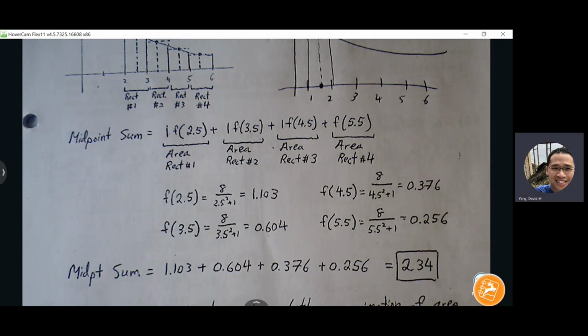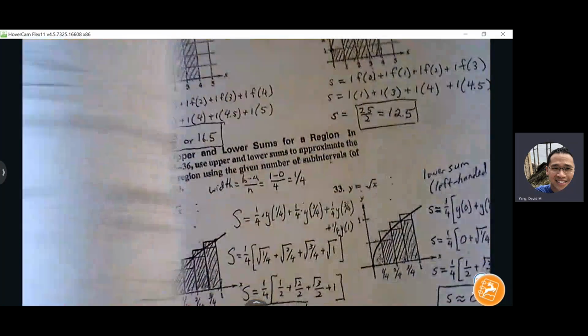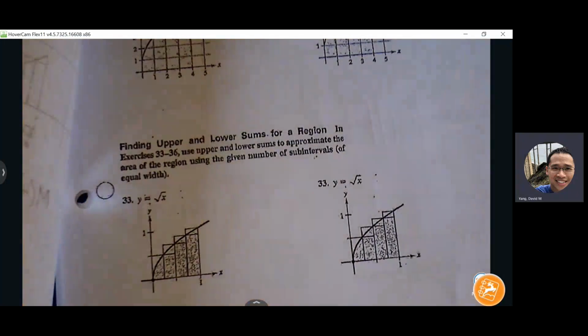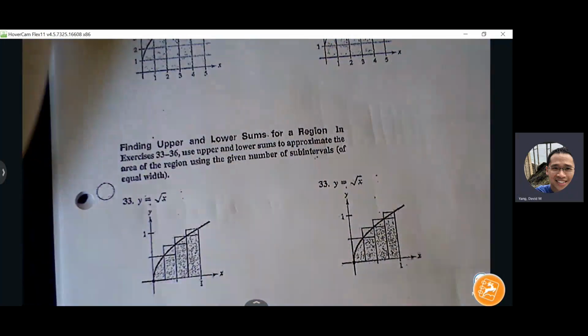Okay. Is anybody confused about why F of 2.5 and F of 3.5 represent the height and how we can get to the actual height? Okay. Let's flip over to, I printed out a page from the textbook so that we can do a little bit of practice.